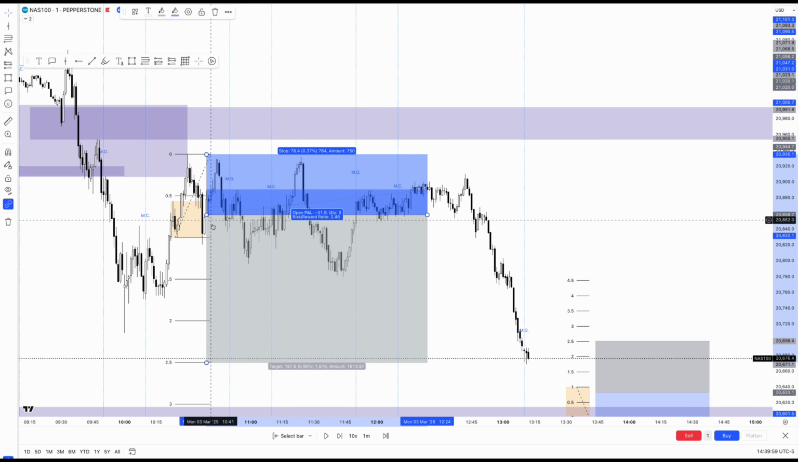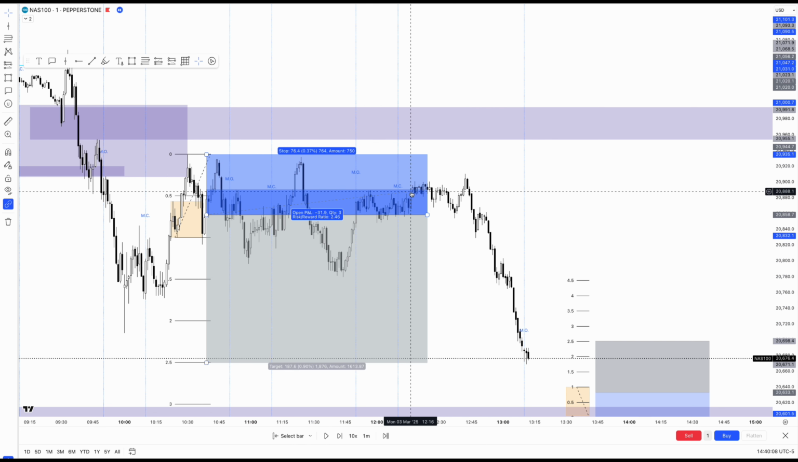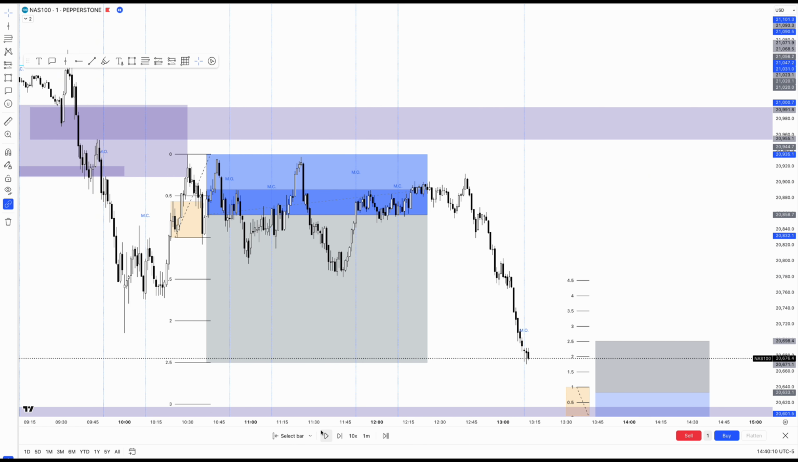And there was a continuation trade here that I just didn't take. It would have been a valid loss, but it's okay. And there was one here that I didn't take, but it's all good. I still capitalized on this trade and the first trade so far that we went over.